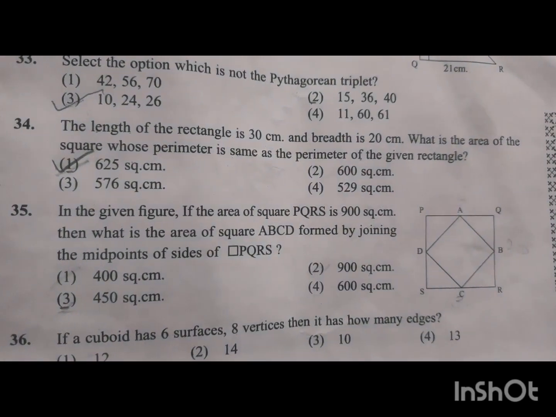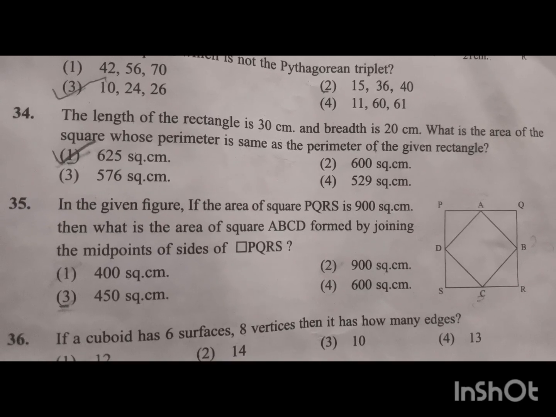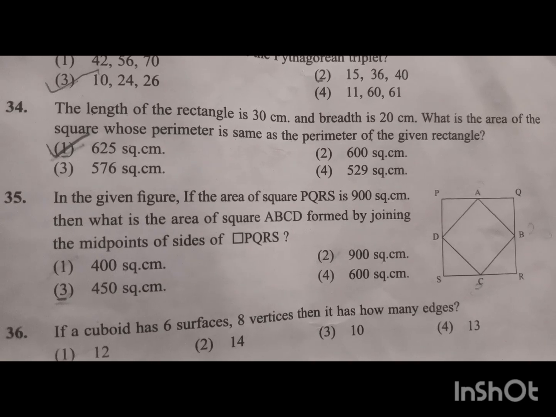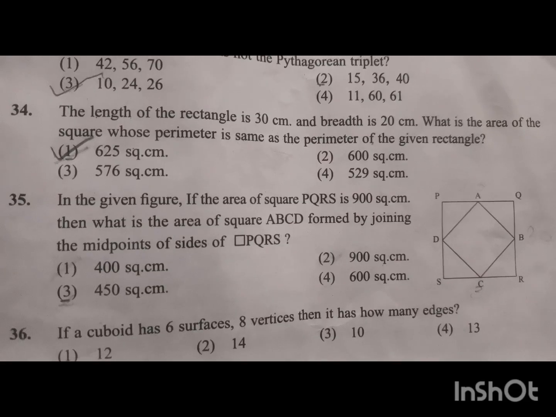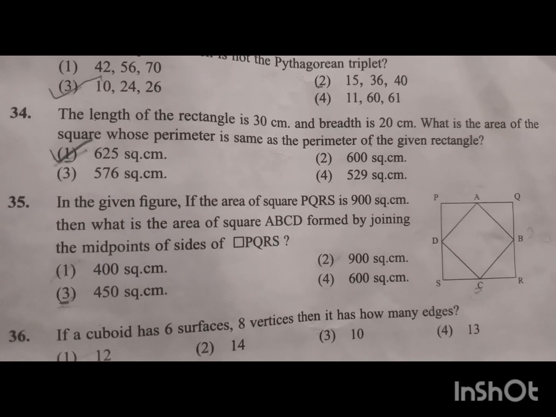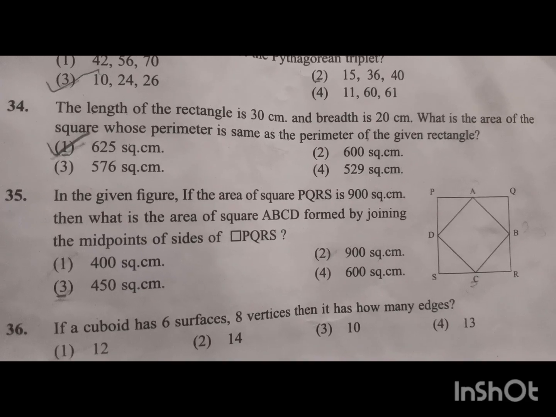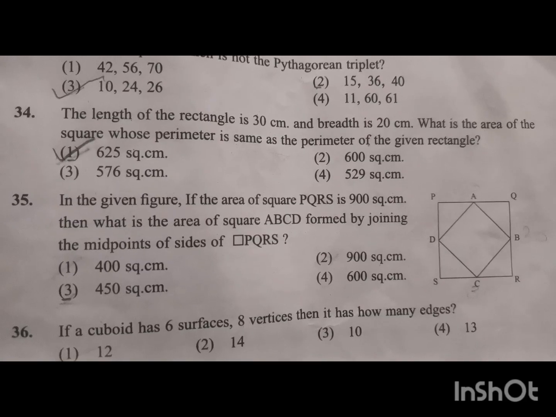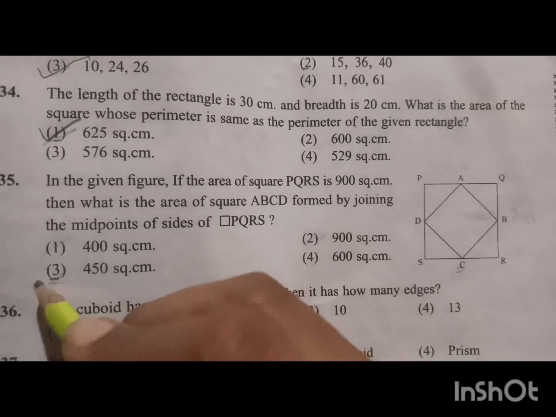Next question. In the given figure, if the area of a square PQRS is 900 square centimeter, then what is the area of a square ABCD formed by joining the midpoint of the side quadrilateral PQRS? First option is 400 square centimeter, second one is 900 square centimeter, third one is 450 square centimeter, fourth one is 600 square centimeter. Option number 3 is the correct answer.